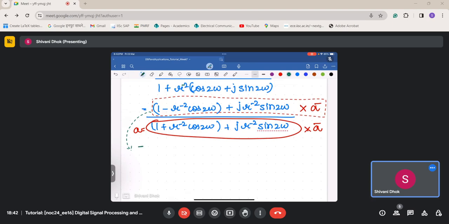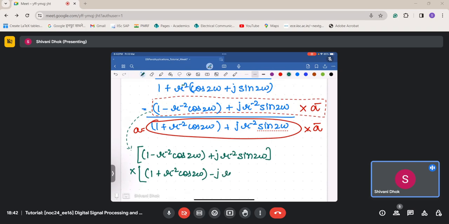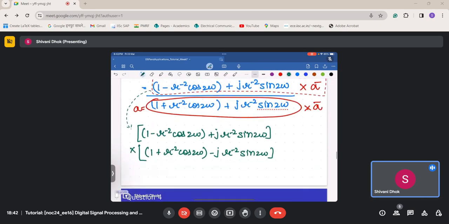So what we will have, 1 minus r to the power minus 2 cos of 2 omega plus j times r to the power minus 2 sine of 2 omega, multiplied by 1 plus r to the power minus 2 cos of 2 omega minus j times r to the power minus 2 sine of 2 omega. And this thing will give me 1 minus r to the power minus 4 cos square 2 omega plus j r to the power minus 2.